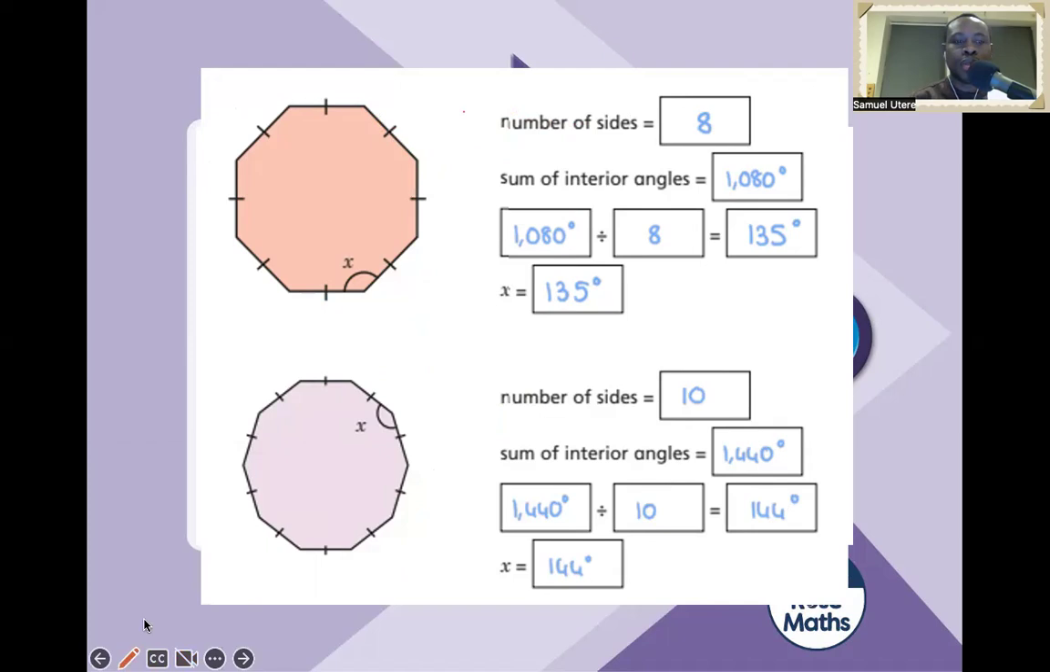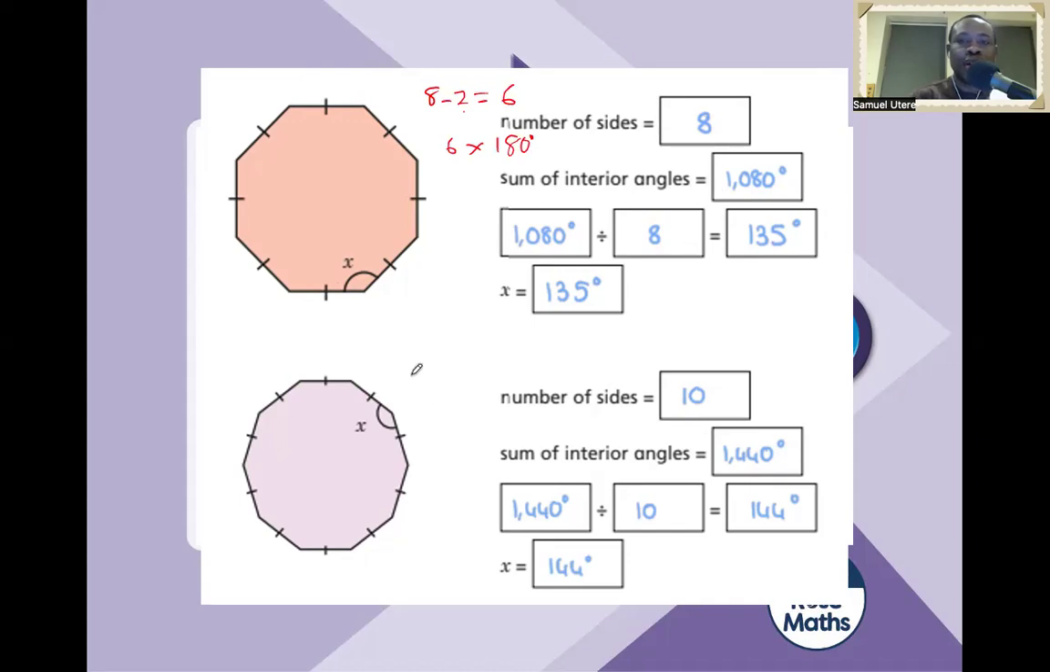All right, so for this one, we have 8 sides. So we'll do 8 subtract 2 to get the number of triangles we can get, which is 6. To get the sum of the interior angles, we'll do 6 times 180 degrees. And then to get what each angle will be, which will help us get x, we do 1080 degrees divided by the number of sides, which is 8. And that gives us 185 degrees.